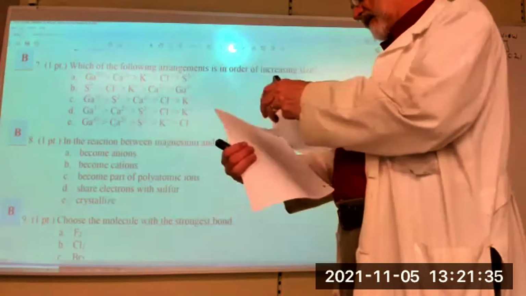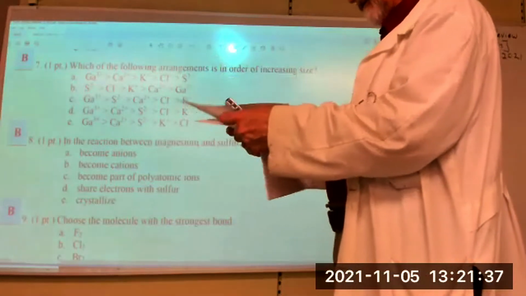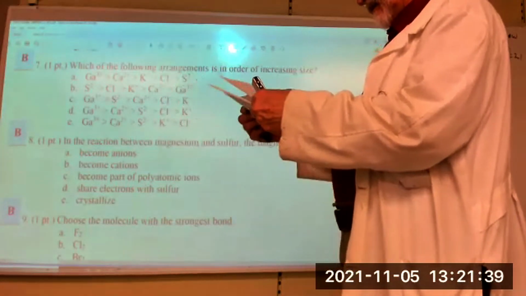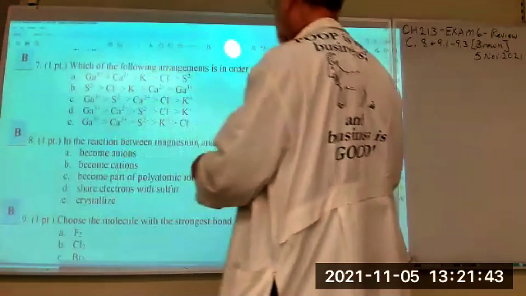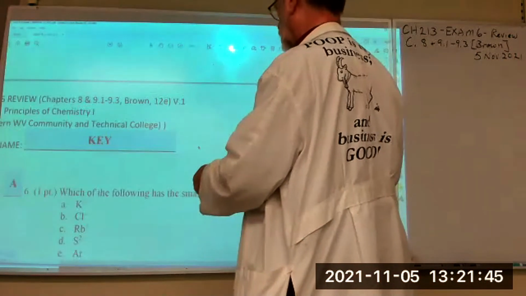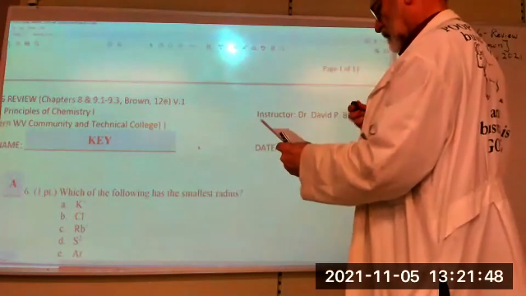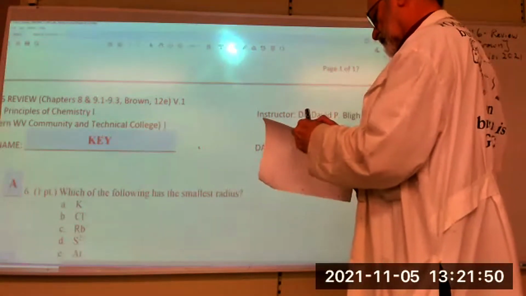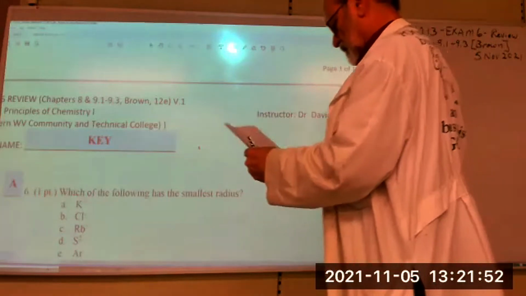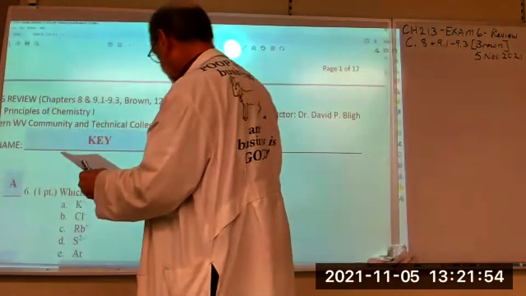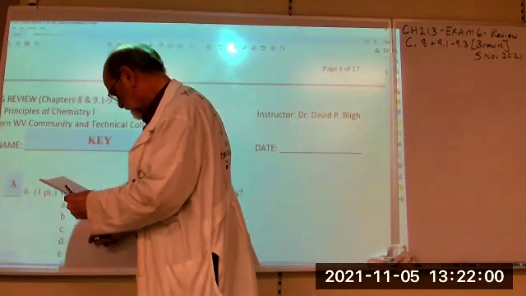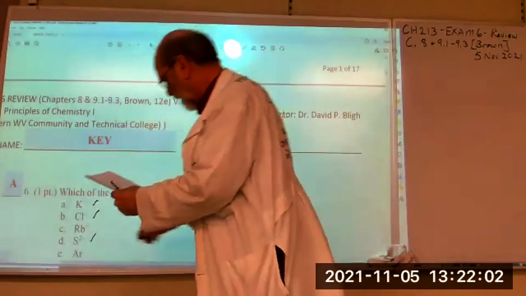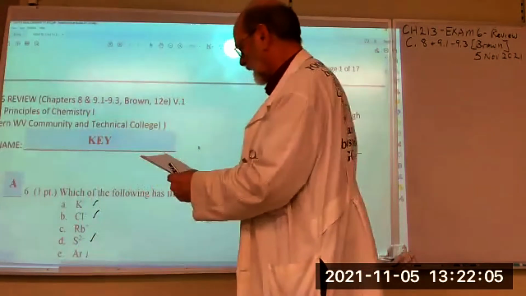Oh, that is tricky. That previous one. Let me go back. Previous one. Isoelectronic series. Potassium, chlorine, sulfur, and argon. Those are all isoelectronic.